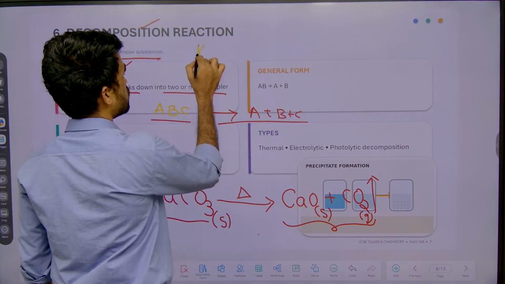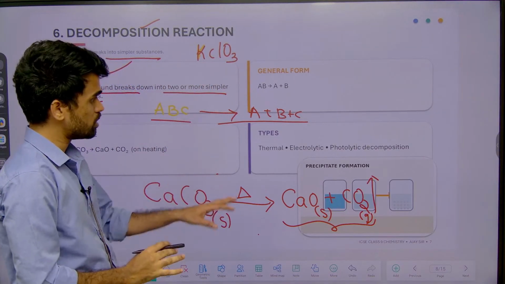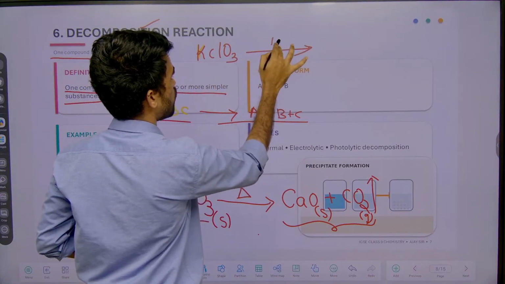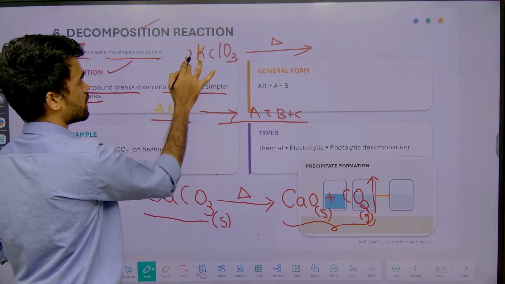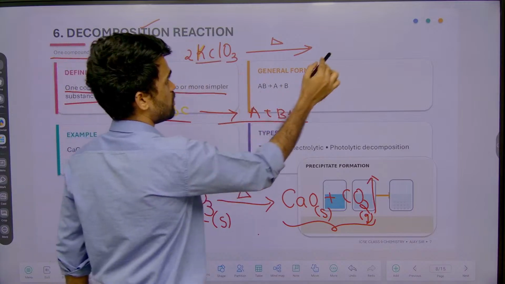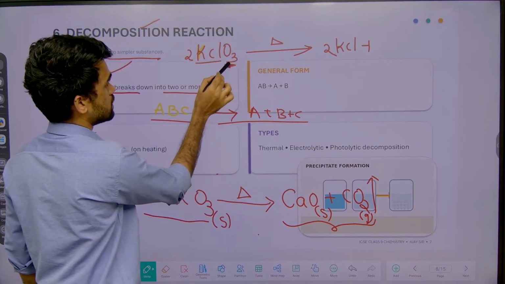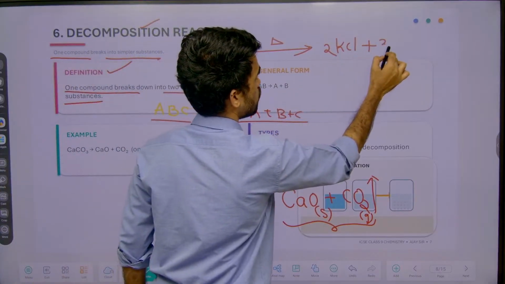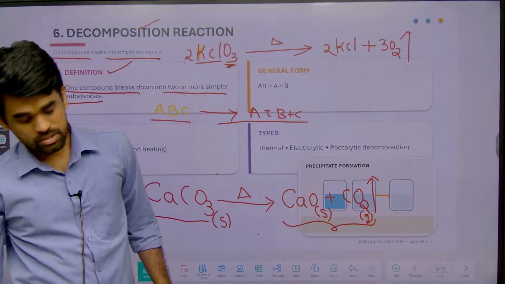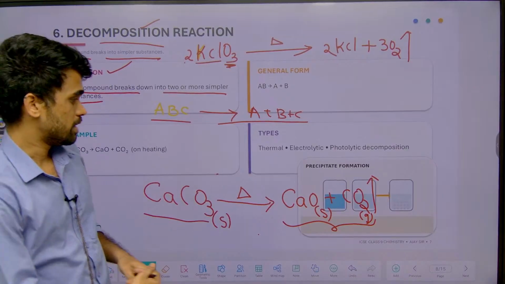Okay, the next one is potassium chlorate, KClO3. One more example I am giving you. This is enough, but I just want to add one more example. Upon heating, you take two KClO3. KCl will be formed plus 3O2, so oxygen gas will be released. Like this, you can understand decomposition reactions.